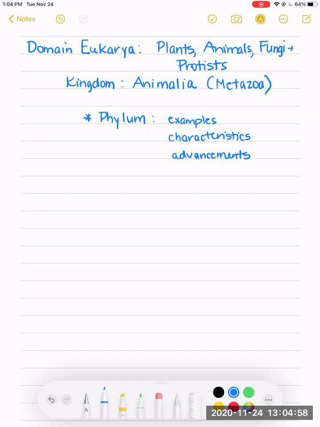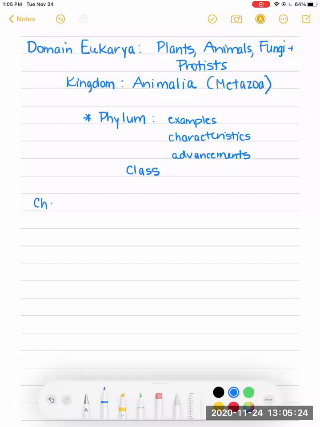Under phylum, in order of classification, is class. And I will be giving you some class names in some cases, just to show you the diversity of that phylum. But you do not need to know those class names. We're just giving those as examples. It then goes order, family, genus, species. We will not be covering any of that for the animals in this video.